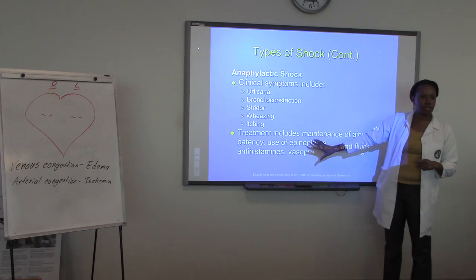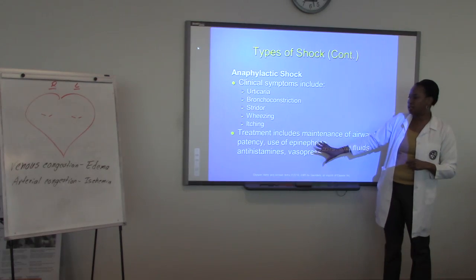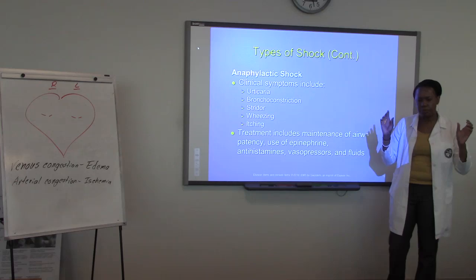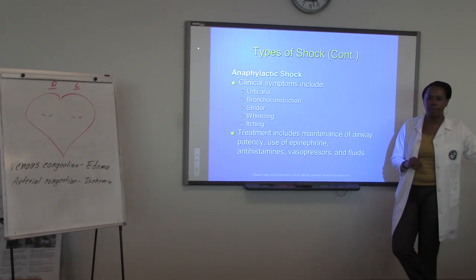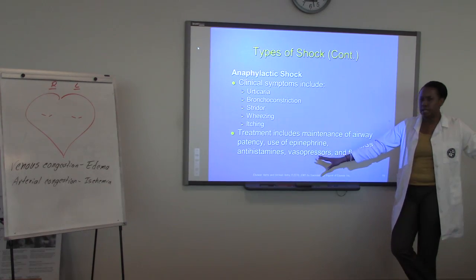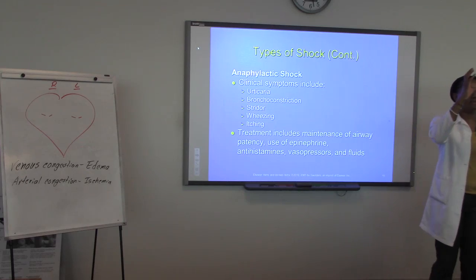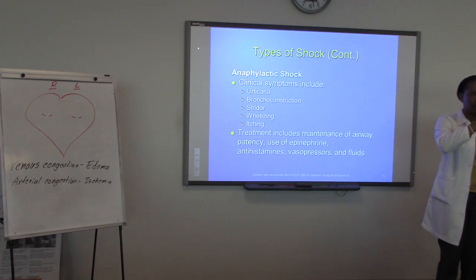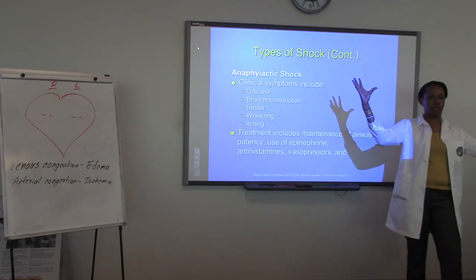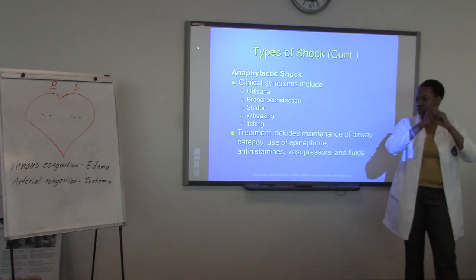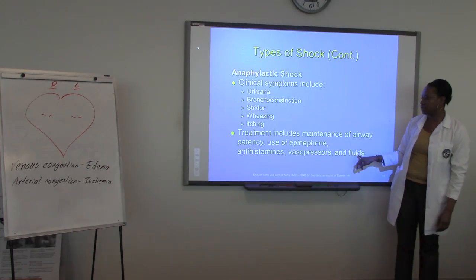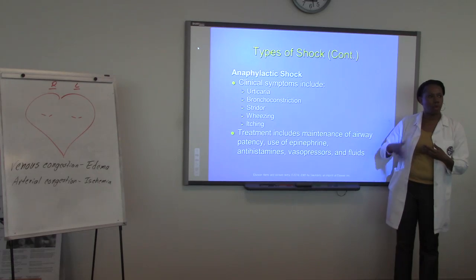Now, how do we treat this? I think we all know the common EpiPen and epinephrine is commonly used for this. However, antihistamines can also be used, vasopressors. And what is a vasopressor? This will actually cause the vessel to constrict, because the vessel's like this, we don't need it to stay that way. We need it to constrict. So it'll cause the vessel to constrict and definitely give them fluids to help with movement.